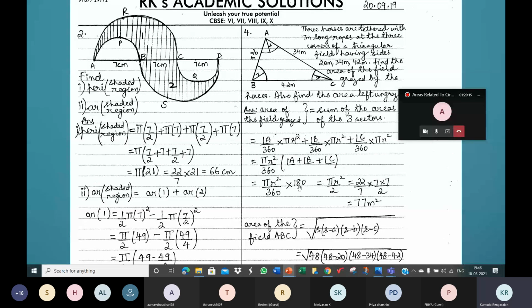A plus B plus C is 180. Now 180 ones are 180, twos are... So pi r square by 2. And you know the value of r. Substitute and find.